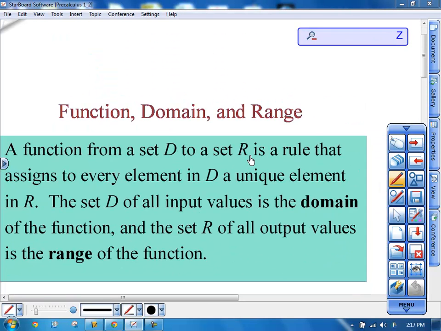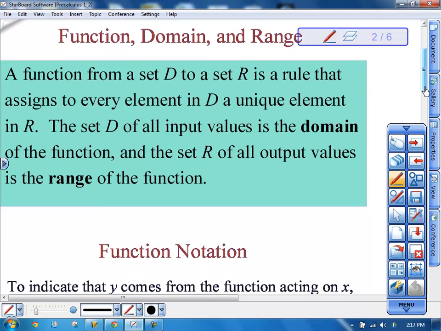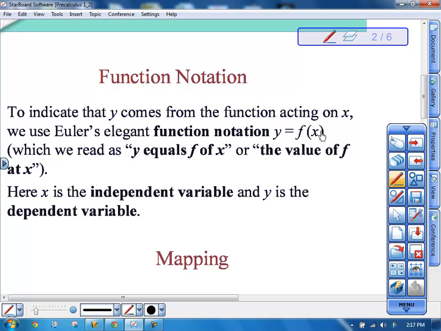Okay, so function, domain, and range. Domain is all the values that you input into a function, and range are all the values that you get out of a function. So typically we'll use x for our input variable and y for our output variable, or in this case we'll use function notation. So we'll use f of x for y, that will be our range, and we'll use x for our domain.